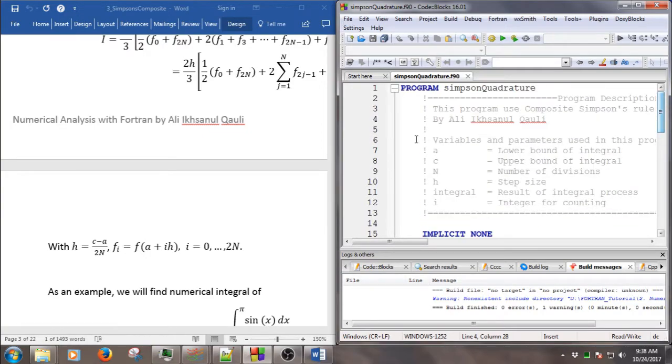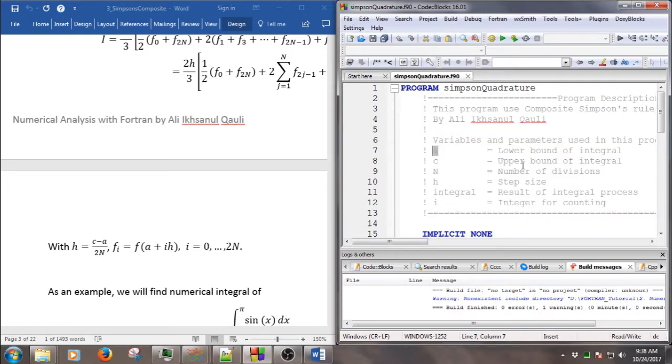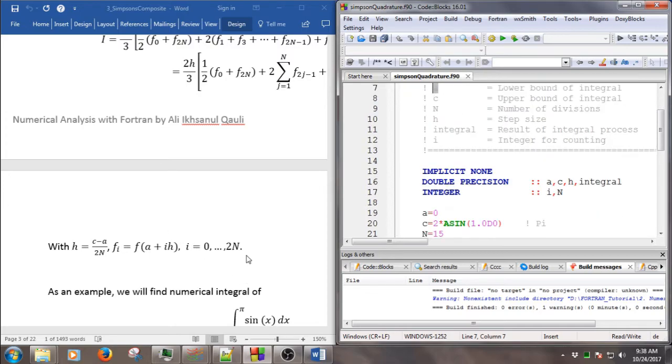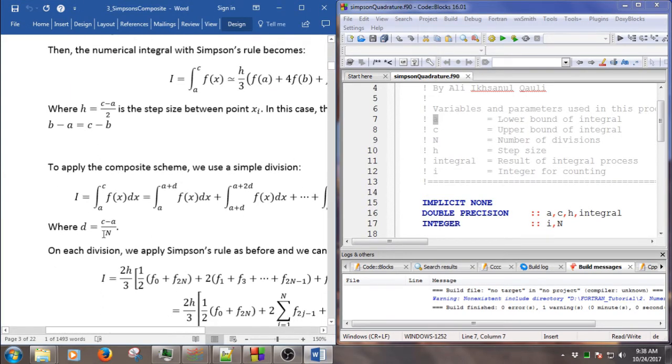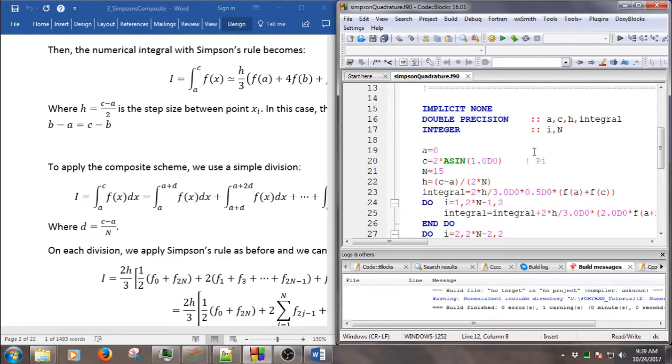As usual, we have the program description at the beginning, and we have a, which is the lower bound of the integral, similar to this one. a is the lower bound of the integral, and c is the upper bound of the integral. n is the number of divisions, and h is the step size of the integral. The integral variable is the result of the integral, and i is the integer for counting.